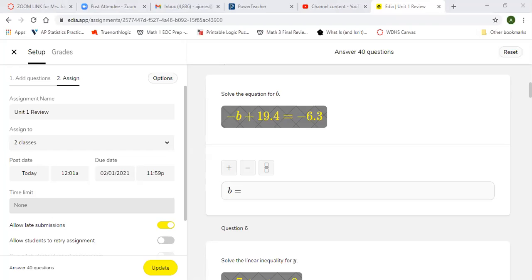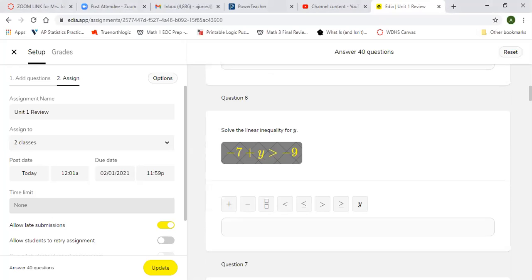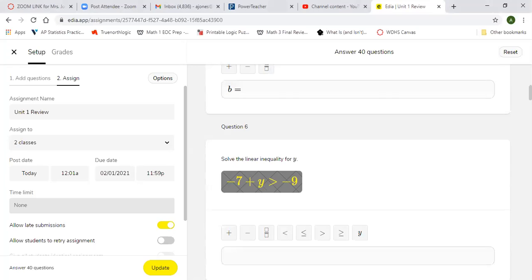All right, looking at our next one. That one is exactly the same way, but now we're at inequalities. So I'm going to go ahead and do that one. Remember our rule for inequalities: if you divide or multiply by a negative, change the sign. So what's on the same side as y that I need to get rid of? How do I get rid of a minus 7?